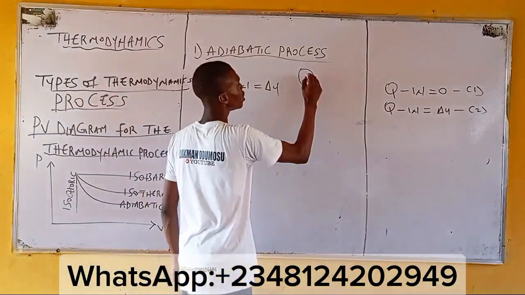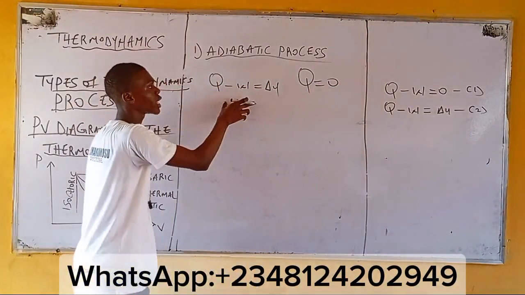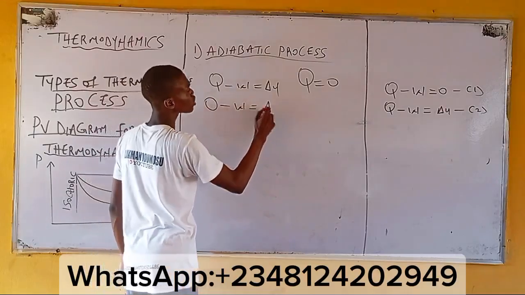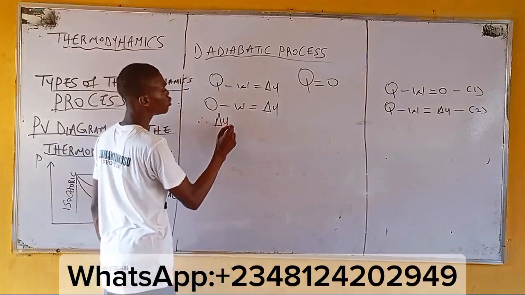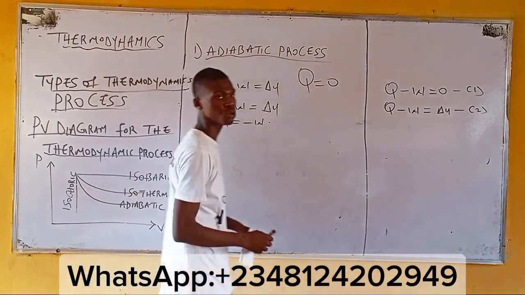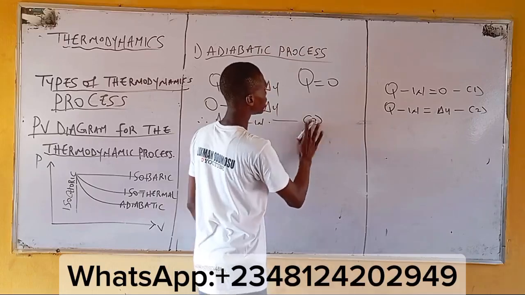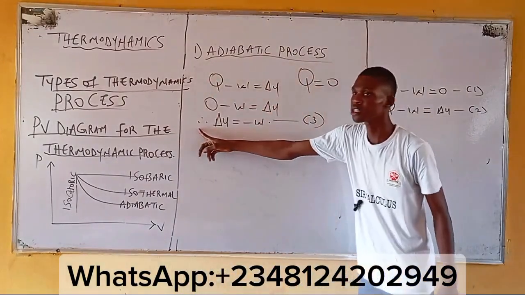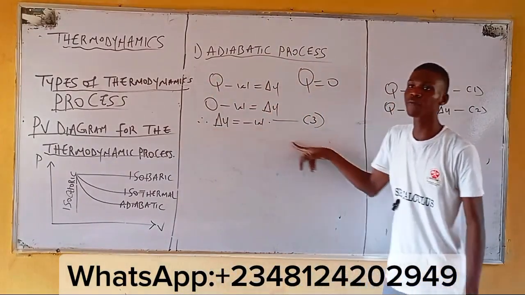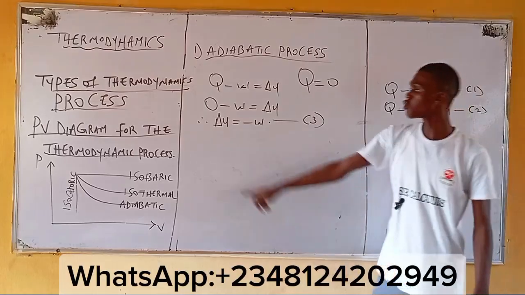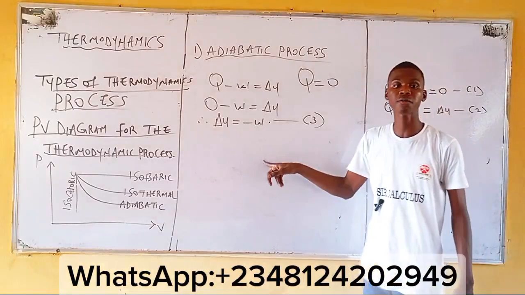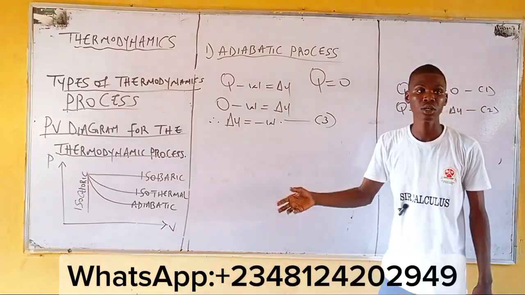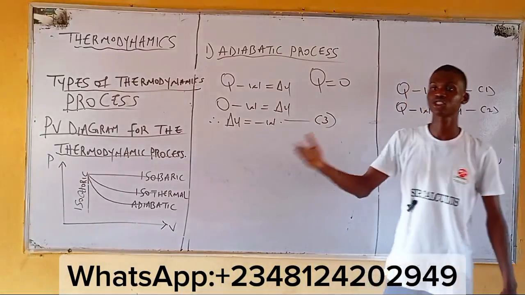In this case, Q is equal to 0. So in equation 1, anywhere you see Q, substitute 0. What do you have? 0 minus W is equal to change in U. Therefore, change in U is equal to negative W. Call this equation 3. So for your adiabatic process, this becomes your equation. You got this equation from the first law of thermodynamics, and it is telling you that heat is not transferred from the system nor to the surroundings.